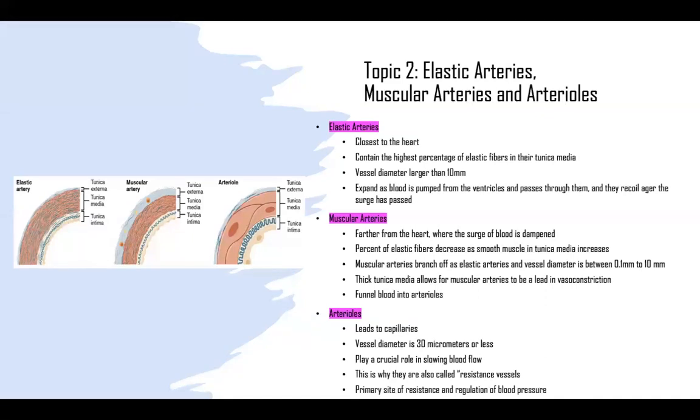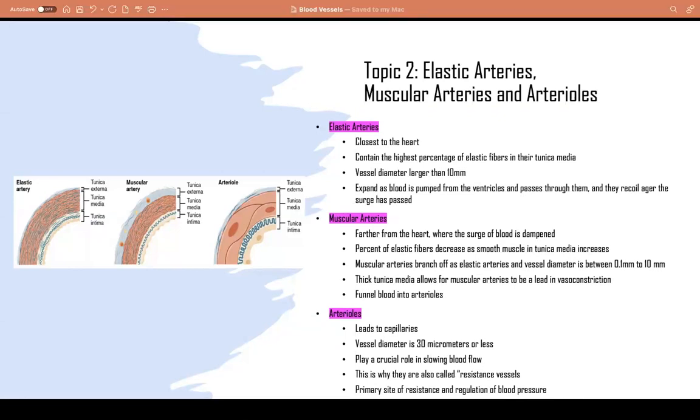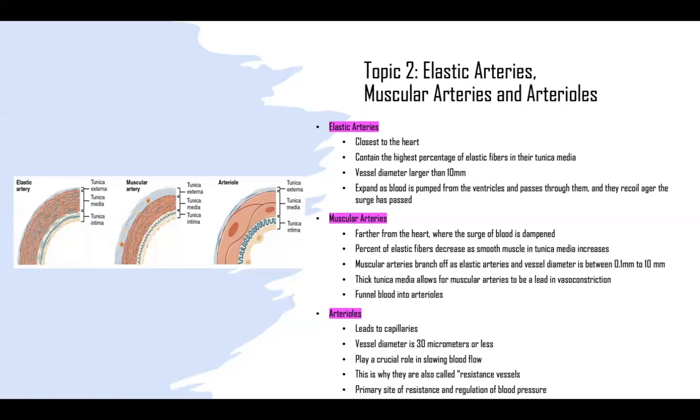And that's where we get into the arterioles. They have a vessel diameter of 30 micrometers or less. Arterioles lead to capillaries, and they play a huge role in the slowing down of blood flow. They are referred to as resistance vessels because they resist blood flow and often cause a huge drop in blood pressure. One cool thing about arterioles is that they are the primary site of both resistance and regulation of blood pressure, and this occurs by them regulating their vessel diameter.